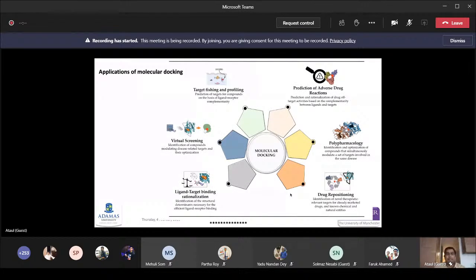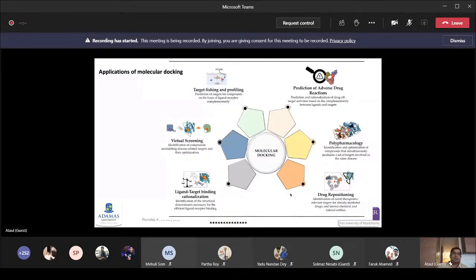So what are the applications of molecular docking? We can go for virtual screening. I'll explain shortly how we can use molecular docking in virtual screening. Target fishing, that is, you have a ligand but you don't know the target, so you can identify it through docking. Prediction of adverse drug reactions, that is side effects. Also, you can use it for polypharmacology, drug repurposing, or ligand-target binding rationalization. So these are the main applications of molecular docking.